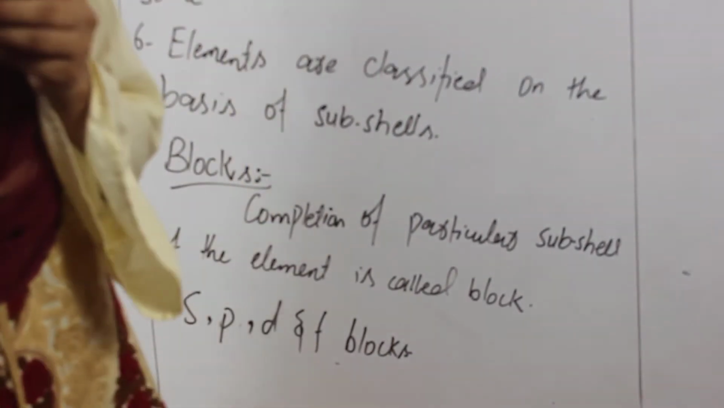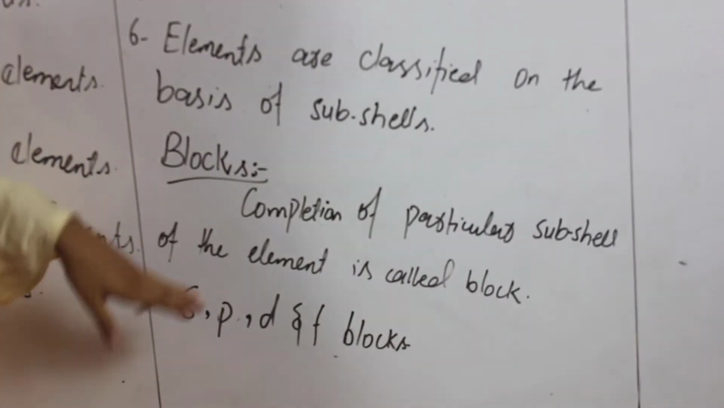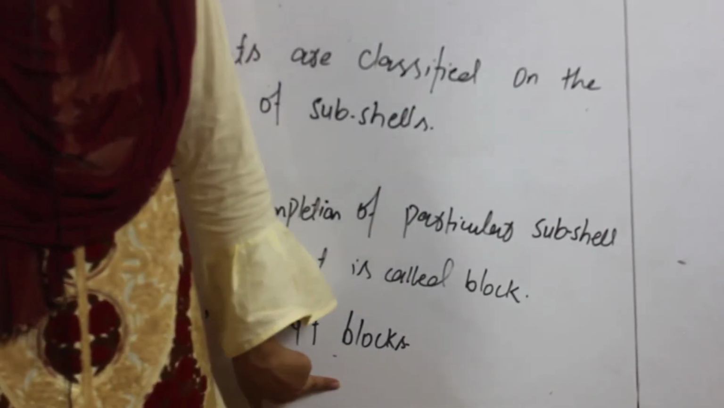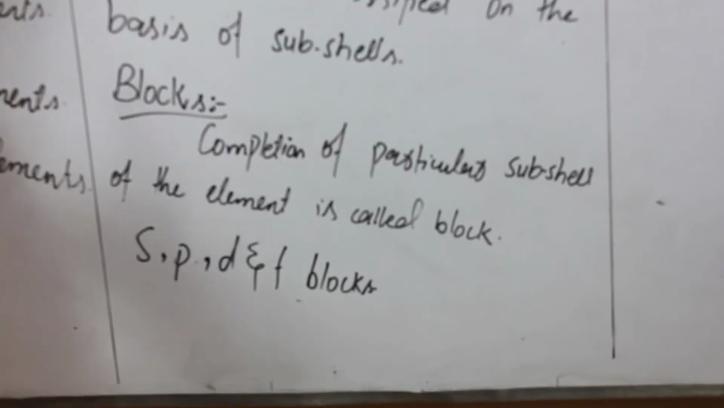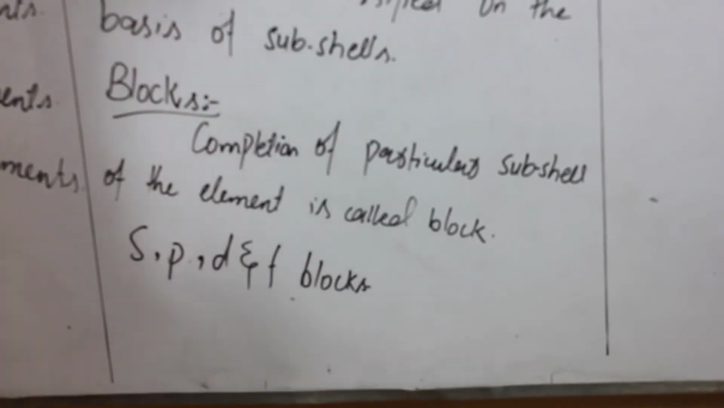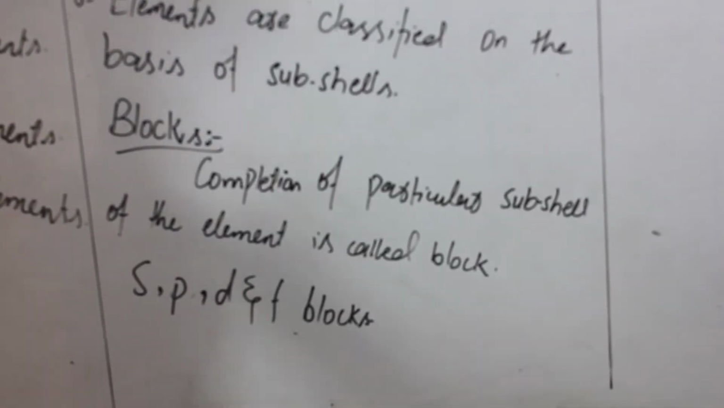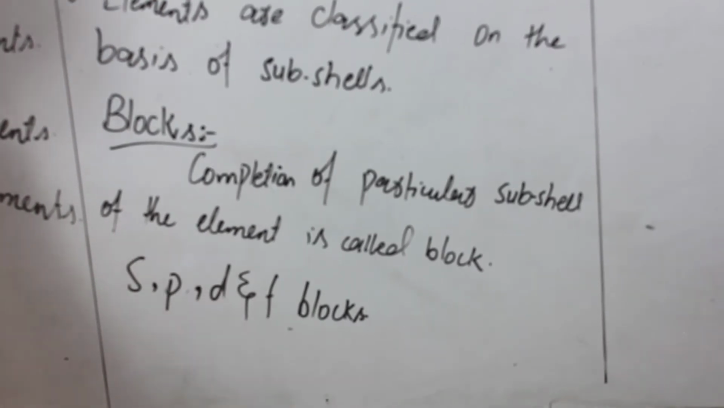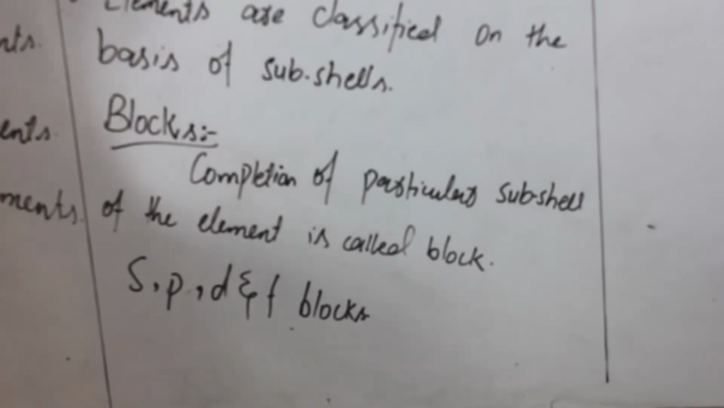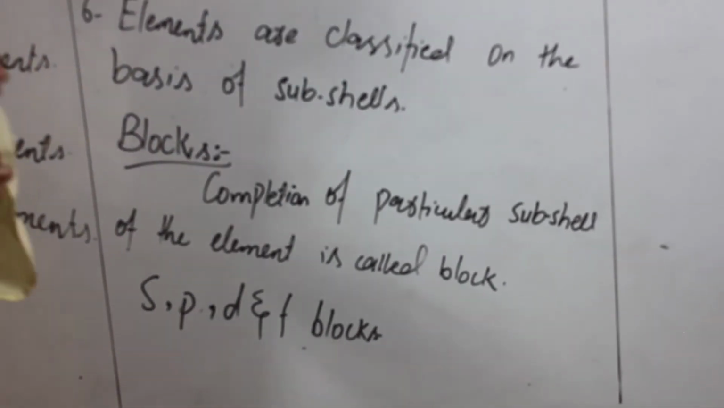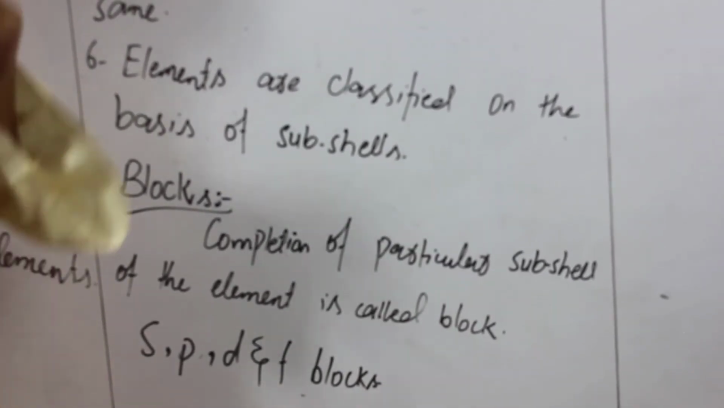Basically, in the periodic table we discuss 4 subshells: the S subshell, P subshell, D subshell and F subshell. When the elements complete their electronic configuration, valence electrons are present on their valence subshell, and on the basis of the valence subshell we classify elements into blocks. Those elements which have the same type of valence subshell are put in one block.